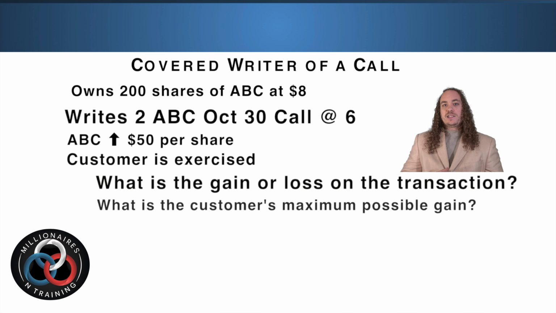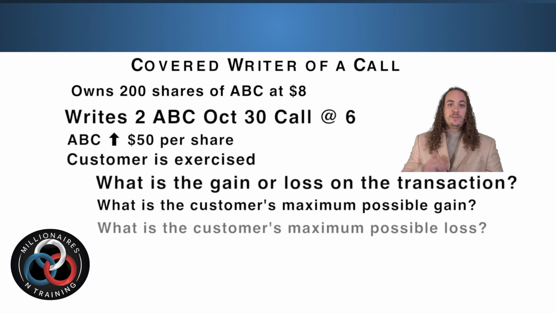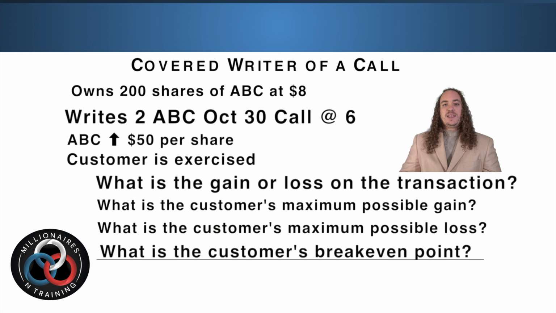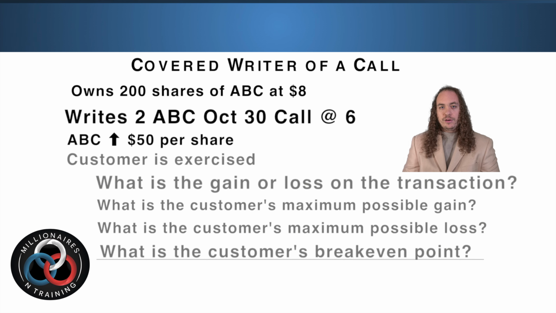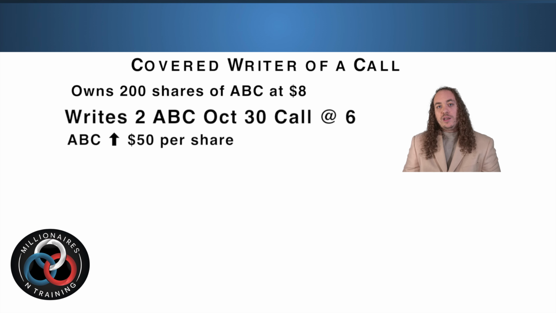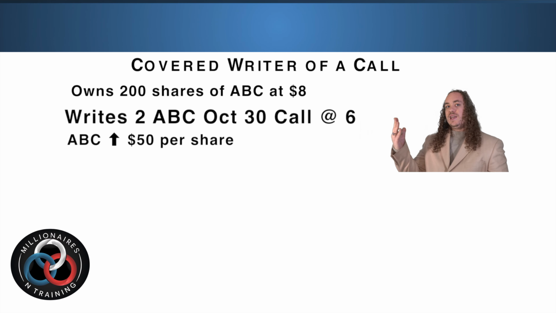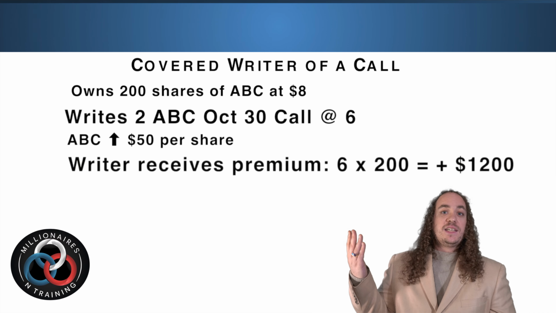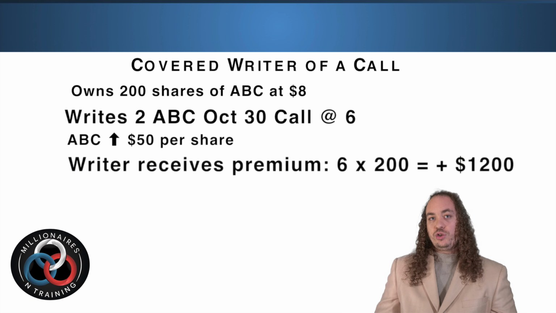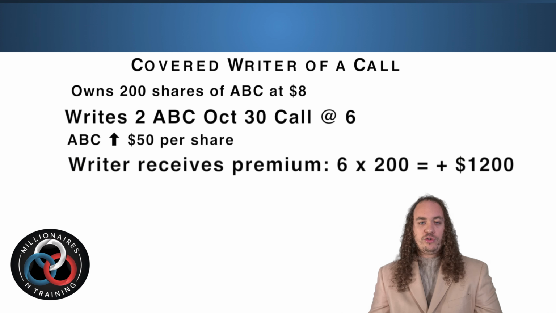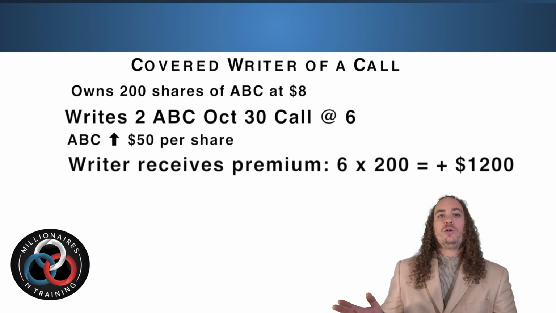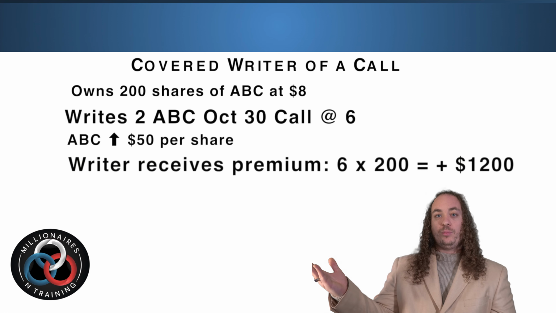What is the maximum possible gain? What is the maximum possible loss? And what is the break-even point? In this case, the customer already owns 200 shares of the stock purchased at $8 per share. The customer has written a call option and taken in premiums of $6 per share times 2 options contracts, 200 shares, for a total take of $1,200 in premiums. So the customer has received $1,200 in premiums.